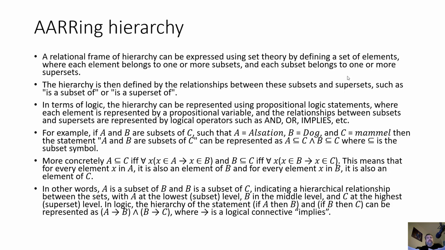For example, if A and B are subsets of C, such that A is the set for Alsatians, all Alsatians, B is the set for all dogs, and C is the set of all mammals, then the statement "A and B are subsets of C" is all saying that Alsatians and dogs are subsets of the superset of mammals.